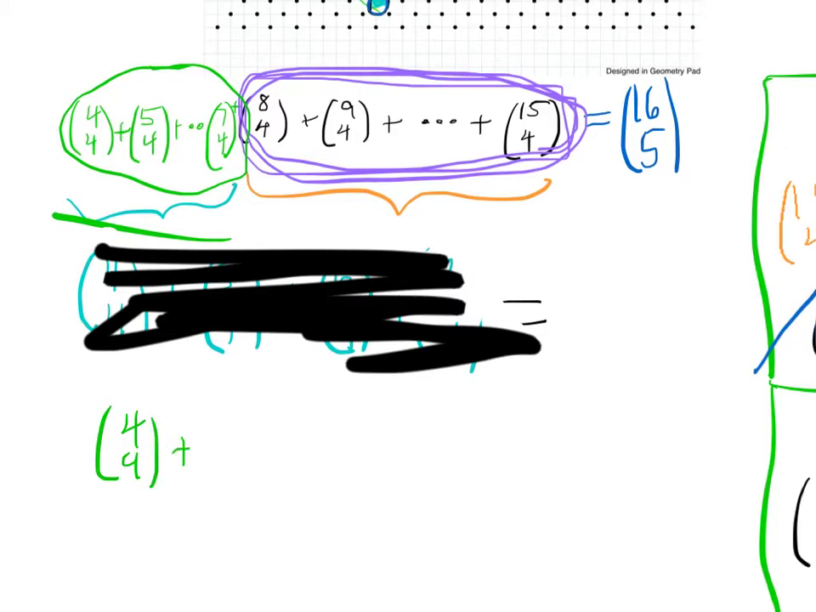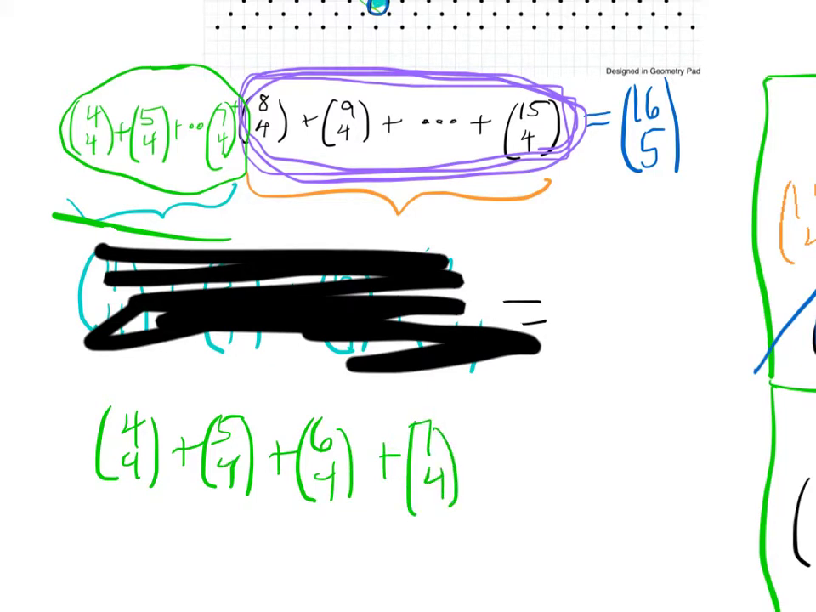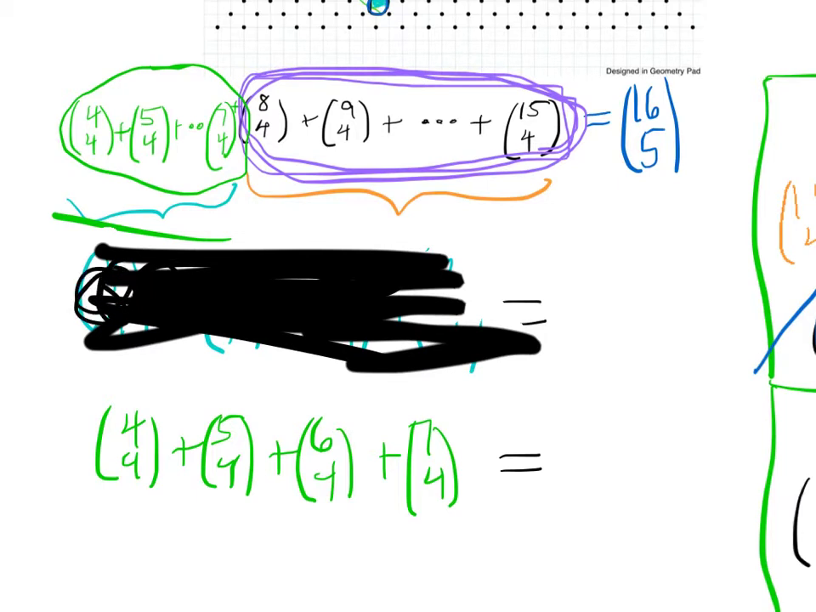4 choose 4, plus 5 choose 4, plus 6 choose 4, plus 7 choose 4, equals something. Now we agree that if I take the green stuff and the purple stuff, I get 16 choose 5. If I can figure out what the green stuff is, I'm good to go, and subtract it from this stuff. Exactly. So now let's go back.